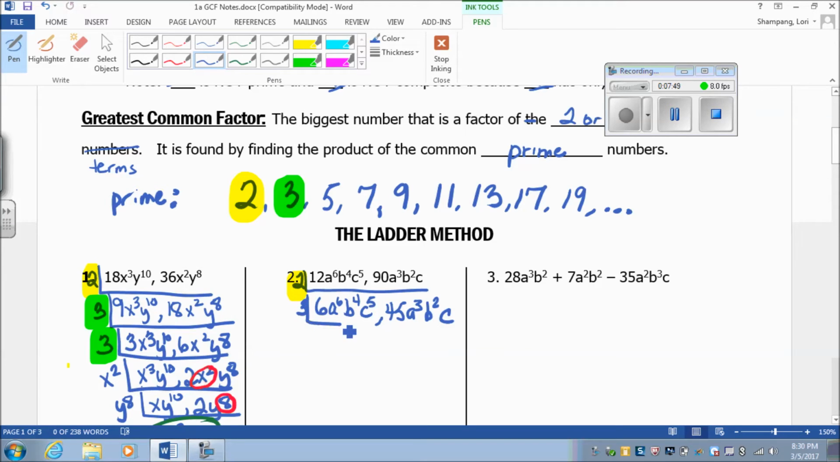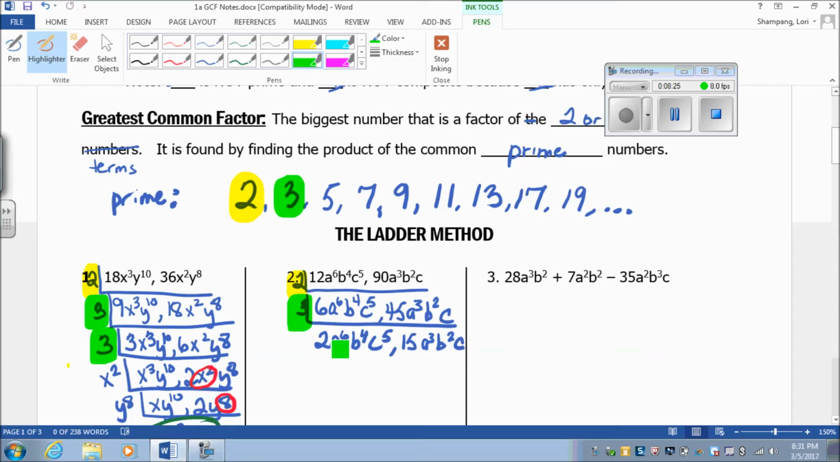So we're going to take our 3, draw our half rectangle. 6 divided by 3 is 2. 2a to the 6th, b to the 4th, c to the 5th. 45 divided by 3 is 15. A to the 3rd, b squared, c. Now, 3 is not a common factor of 2 or 15, and neither are any of these other prime numbers that we have listed. So 2 and 15 are both going to be as factored out as they can be.